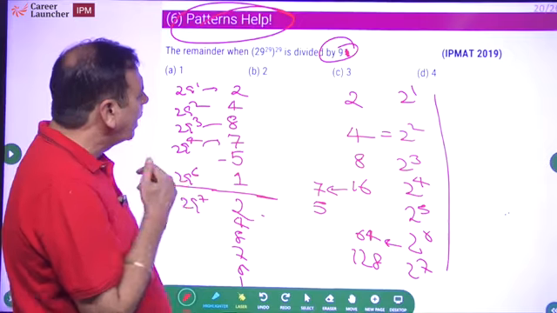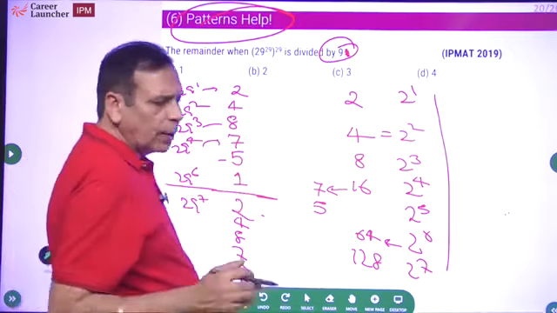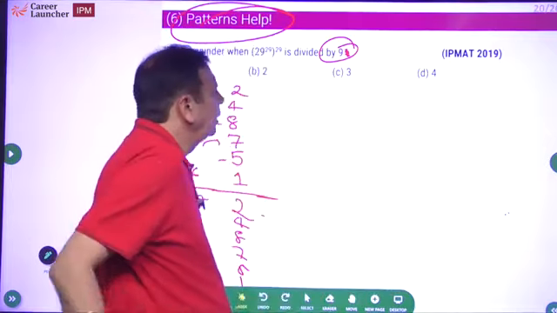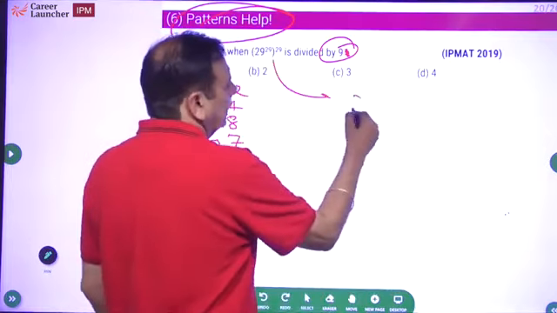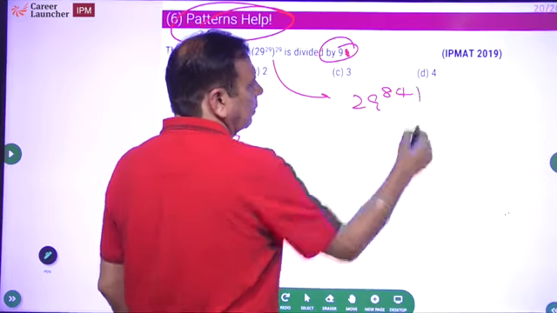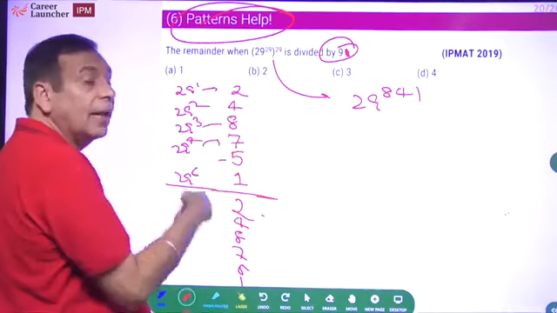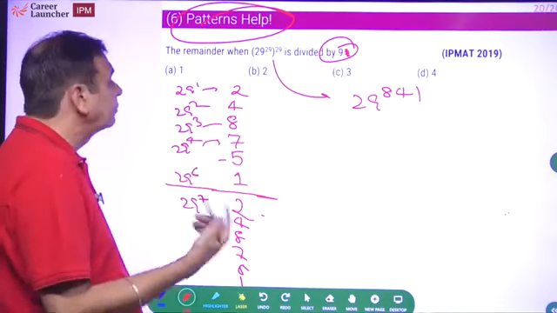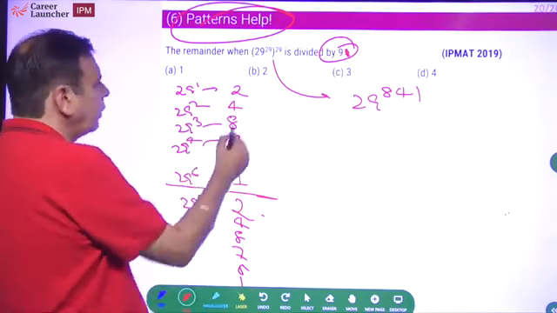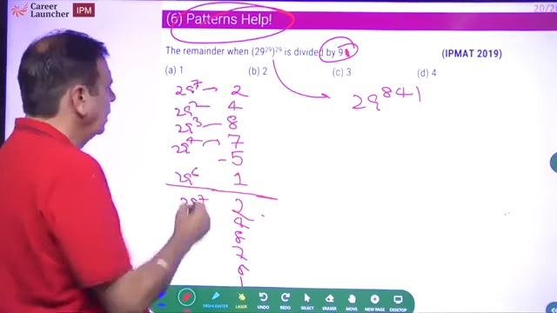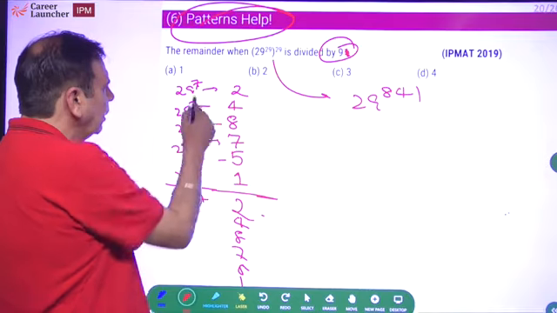So, if I identify the pattern, it is there. And what is this? 29 to power 29 to power 29? Not 2 powers. This is going to be 29 to power 841. What is this? This is a cyclicity, or a pattern repeating after 6. So, 1, 2, 3, 4, 5, 6. This will again be 7. Right? 8, 9, 10, 11, 12, 13, 14.